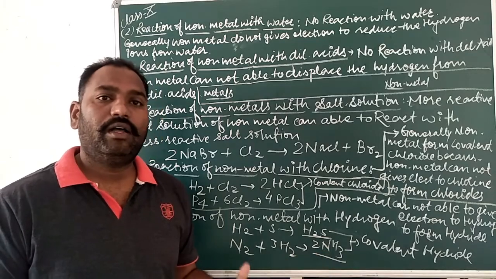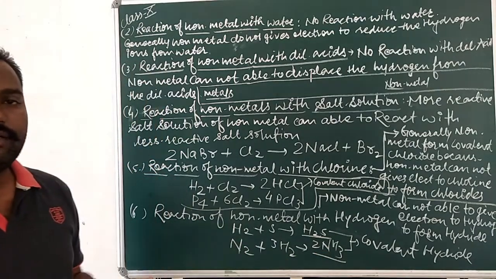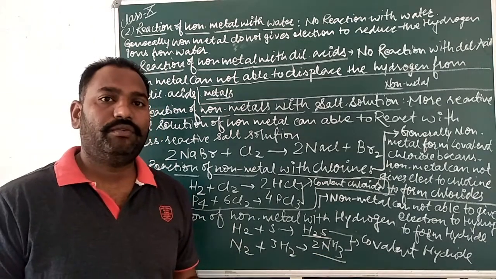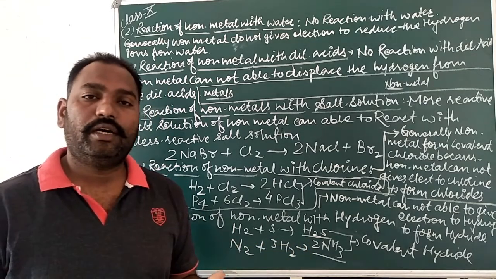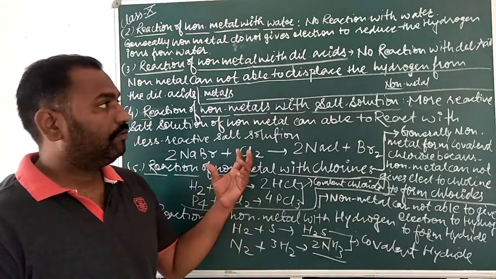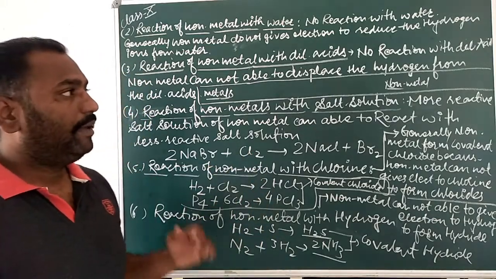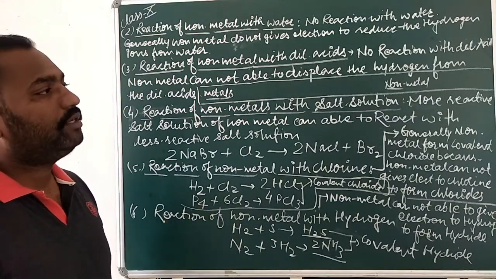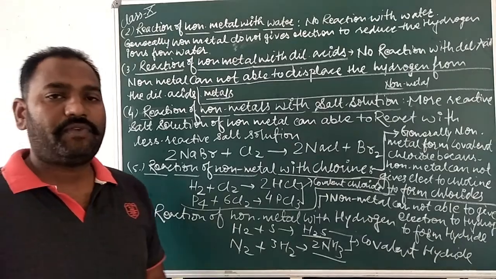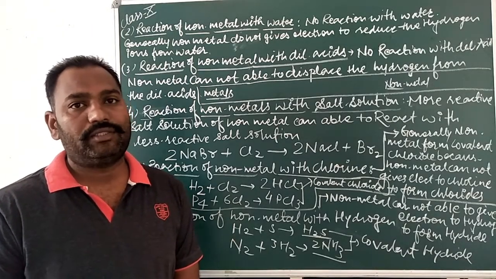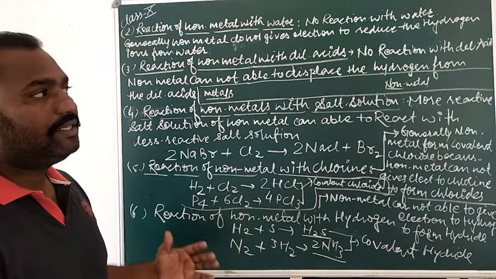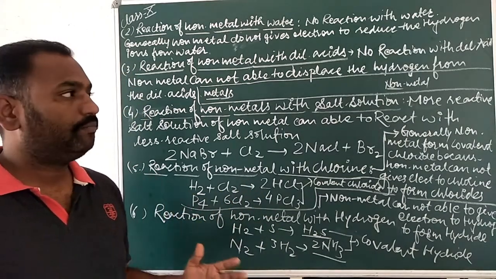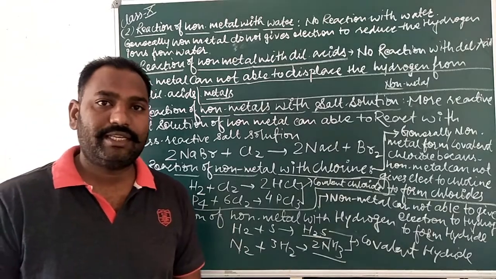And sometimes this NPK, like nitrogen, phosphorus, okay, and they are also used in the formation of fertilizers. So many uses we have to see, and at least 5 to 8 uses you have to write only, okay. If you know the names of non-metals, you can write their uses easily, okay. One more topic we are discussing here.